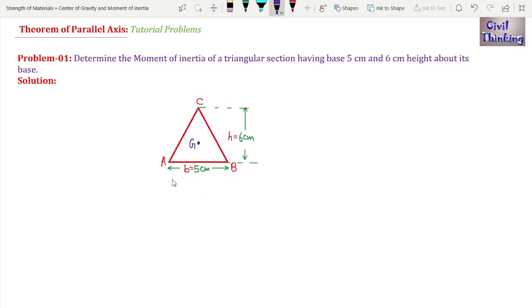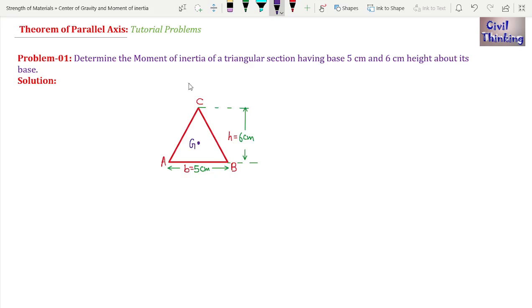Now the base of this triangle is AB and the center of gravity is G. As you can see, H is the total height, 6 centimeter, and we have to find the moment of inertia of this triangle about the base. Okay, the base is AB. B is the width, 5 centimeter. Now we must use the theorem of parallel axes in this problem. I will tell you why.